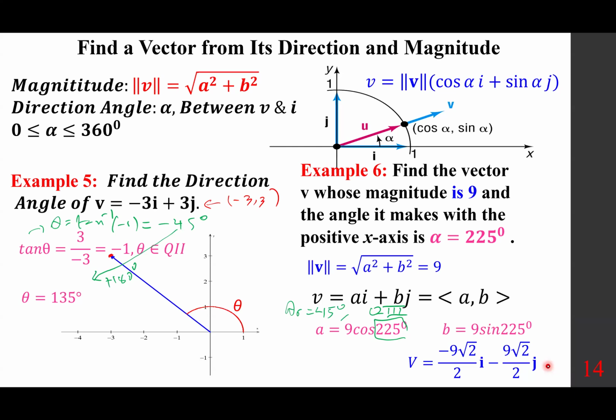When you answer the question, they may want just a and b. They may want ai plus bj. You have all of them under control. You decide according to the question how to answer.